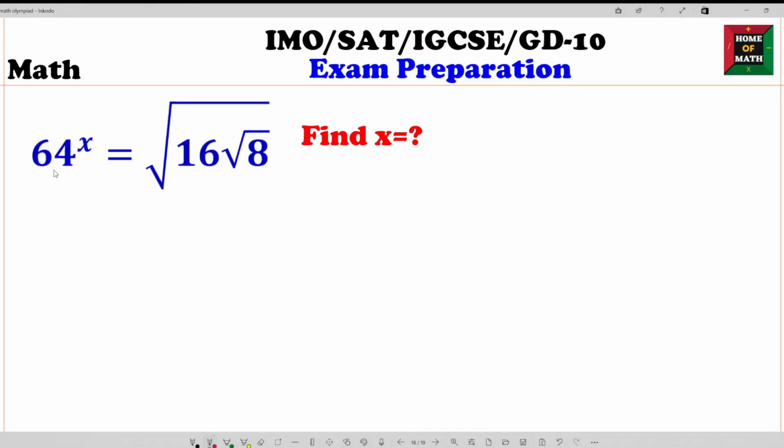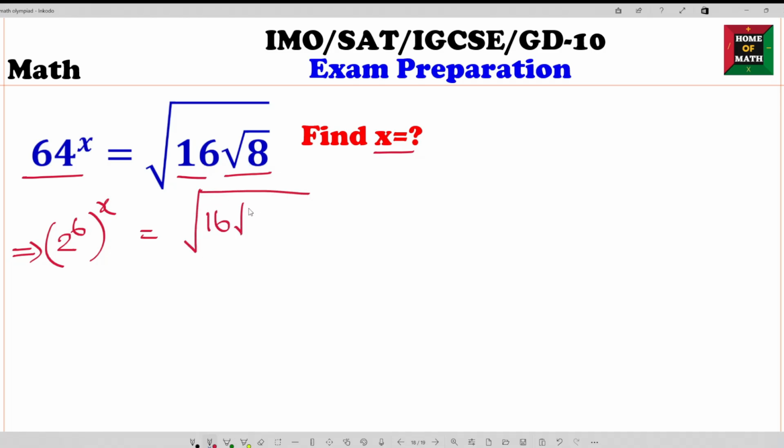Today's question: 64 to the power x equals root over 16 root 8. Find x. So first, this 64 we can write as (2 to the power 6) whole to the power x, equals to here root 16 times this 8, we can write 2 to the power 3. Now this one we can write 2 to the power 6x.